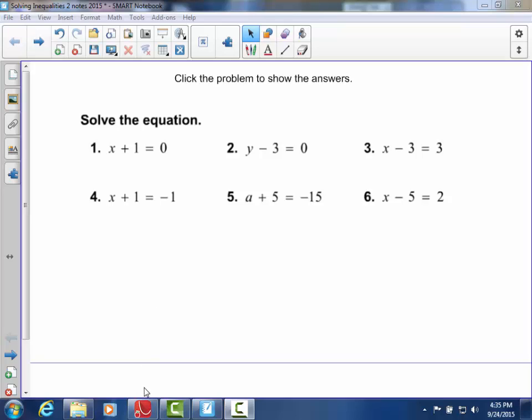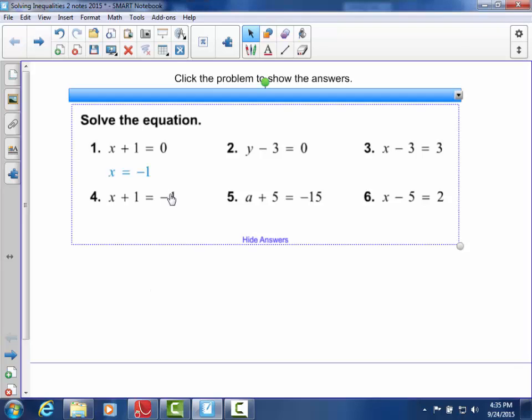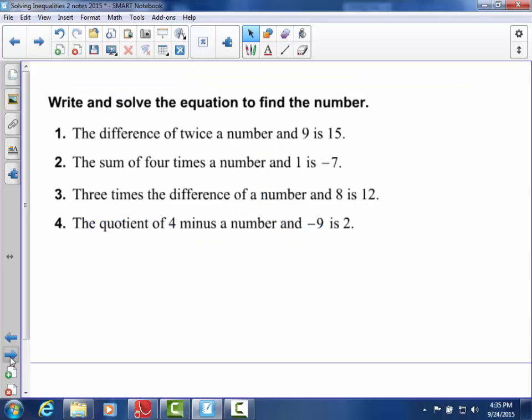Okay, here are the answers. 1, x would equal -13; 2, y would equal 3/2; 3, x would equal 6; 4, x equals -25; 5, a equals -20; and finally 6, x equals 7. Okay. Hopefully you got all of those right.